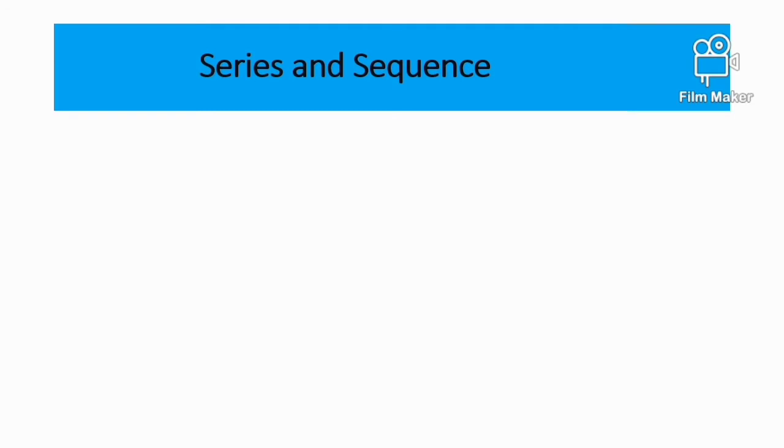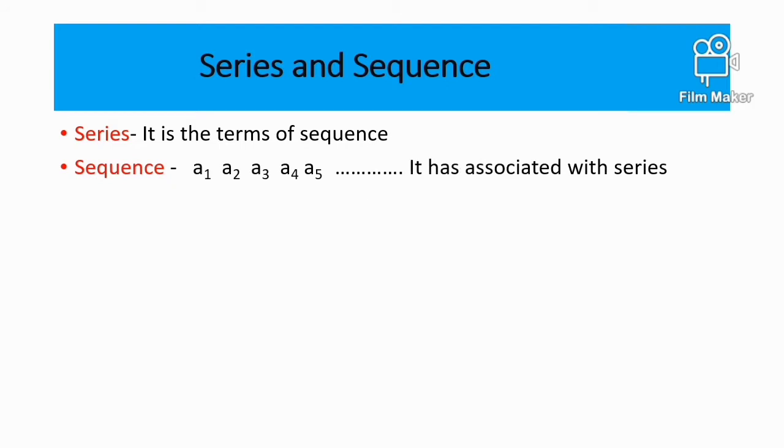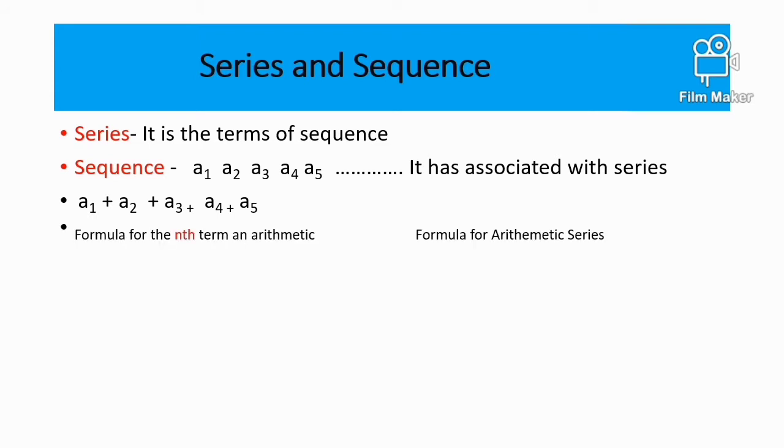Series and sequence. A series is the sum of the terms of a sequence. The sequence is a sub 1, a sub 2, a sub 3, a sub 4, a sub 5. It has an associated series, where we add the terms: a sub 1 plus a sub 2 plus a sub 3 plus a sub 4 plus a sub 5, and so on.